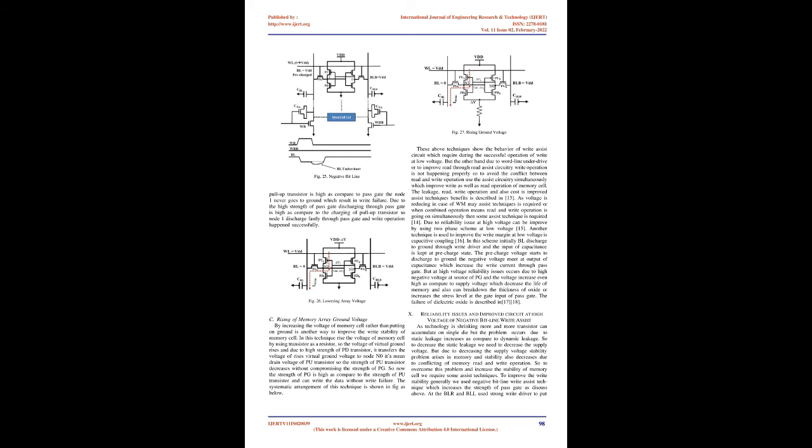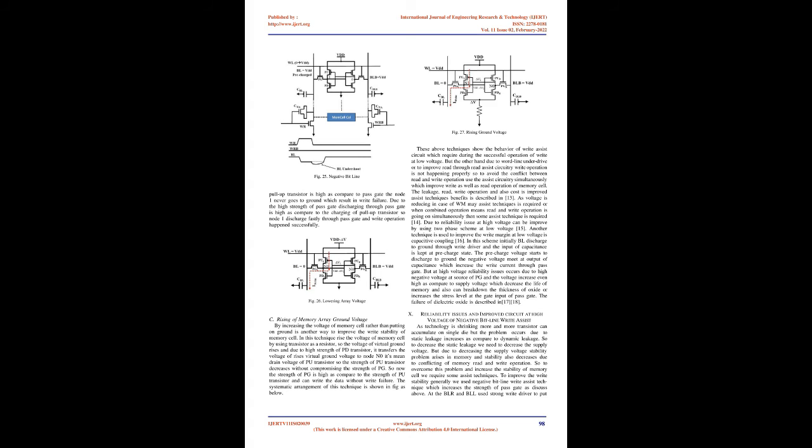The systematic arrangement of this technique is shown in the figure below. These techniques show the behavior of write assist circuits, which are required for successful write operation at low voltage. On the other hand, due to word line underdrive or read assist circuitry, the write operation does not happen properly. So, to avoid the conflict between read and write operation, use the assist circuitry simultaneously, which improves write as well as read operation of the memory cell.